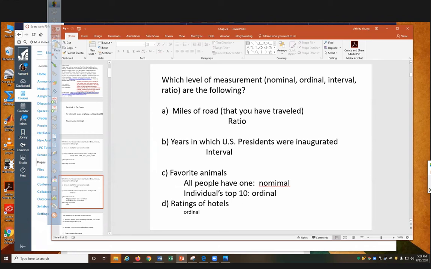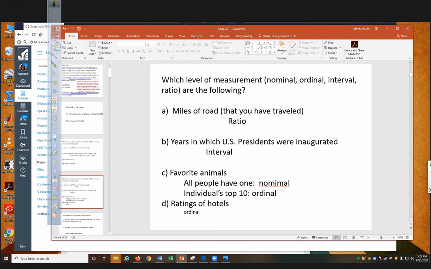Other things, favorite animals. You can think of this in terms of 2 different things. You can think of it as everybody has a favorite animal. So my favorite animal is an elephant. Serena, what's your favorite animal? A dolphin. Janice? Whale. Sahil? Hippo. So now is dolphin higher rated than hippo, which is higher rated than elephant? Is there a ranking to these guys? No.